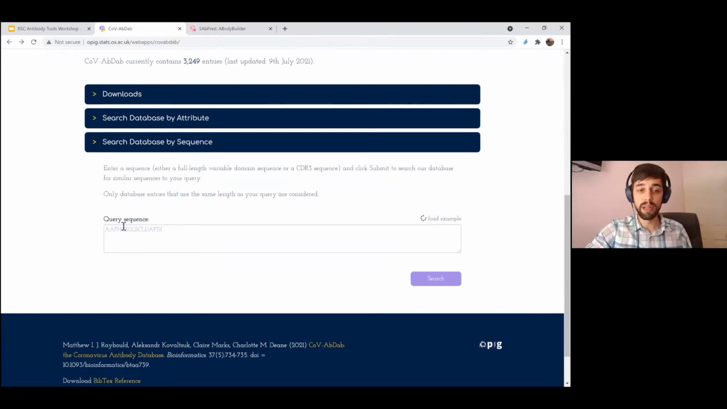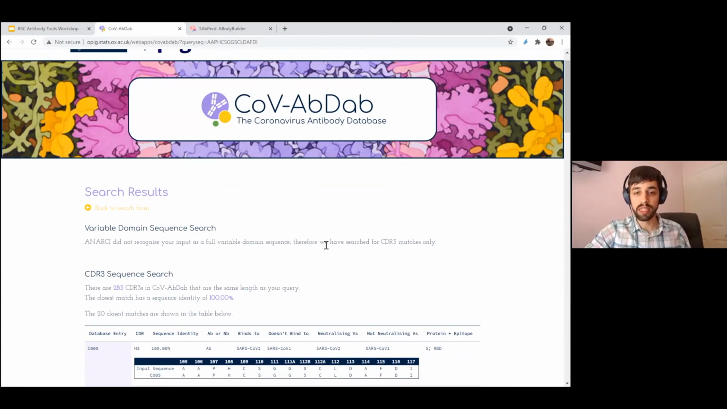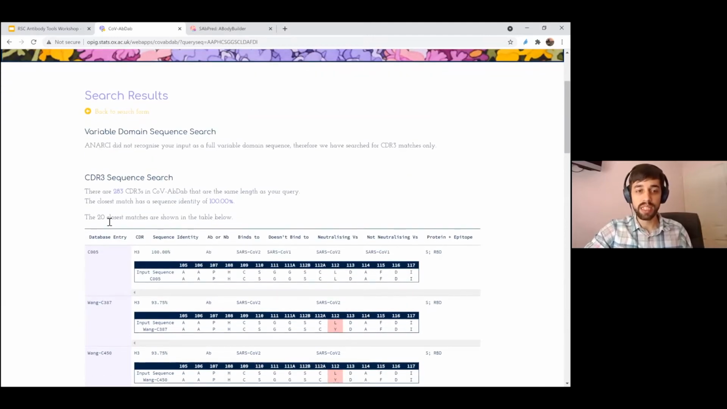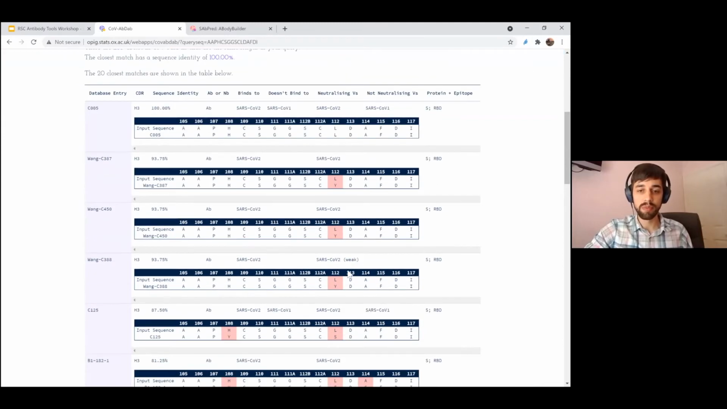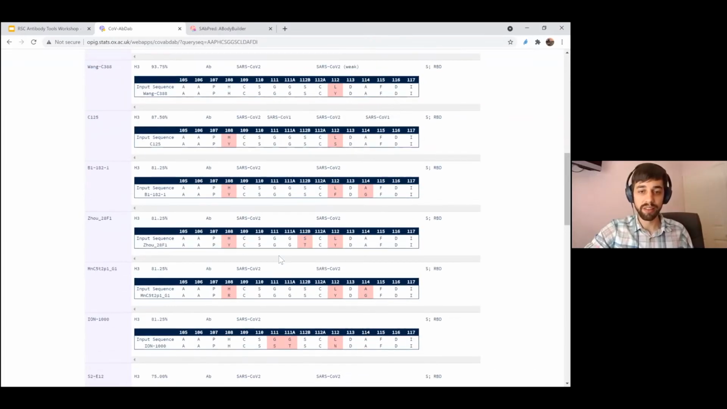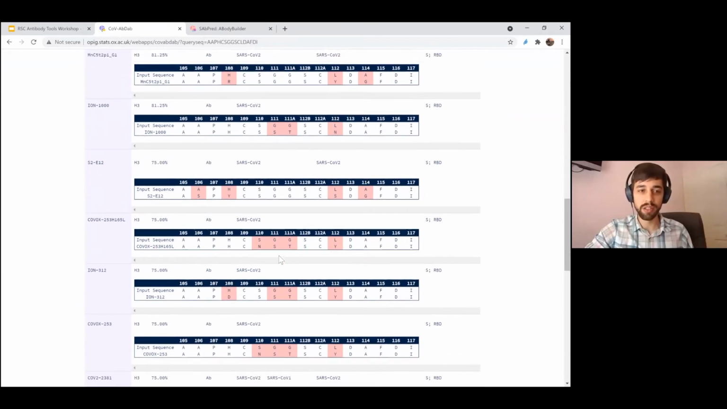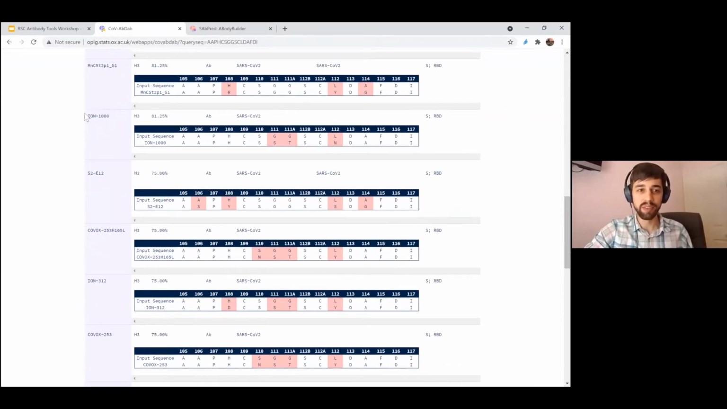So we're just looking for close hits in sequence identity space across this database. It goes away and looks for that. It recognizes that we didn't input a full variable domain sequence, and instead we only look for the CDR3. Below here, we have a table of the 20 closest sequence identity matches. If we scroll down, where matches are in white and mismatches are in red, what becomes abundantly obvious is that this clone is not an outlier in terms of lots of other studies that have been performed into SARS-CoV-2.